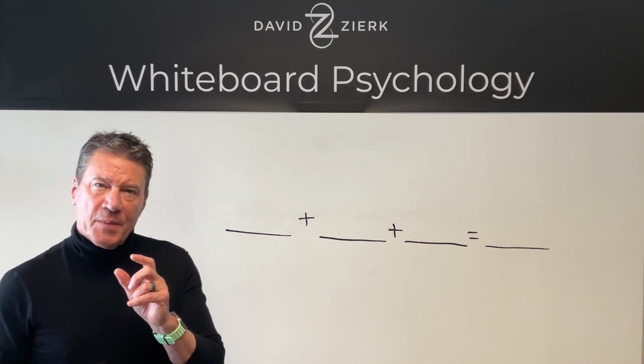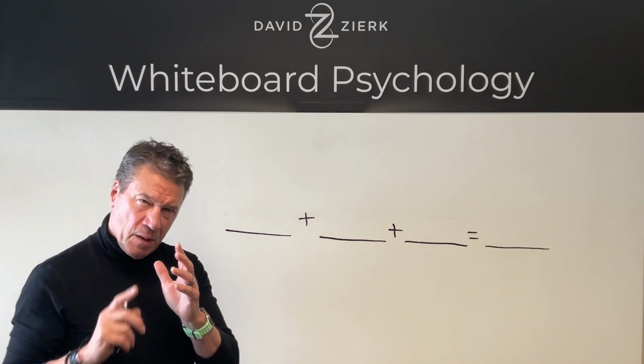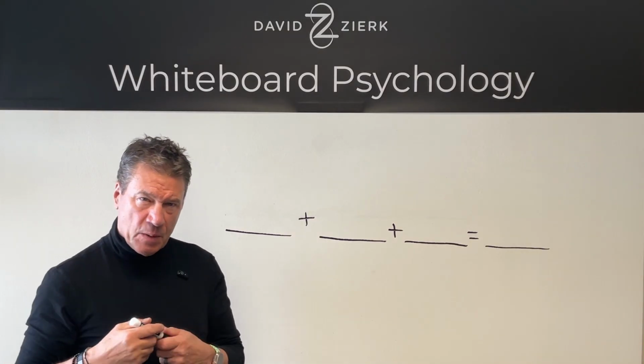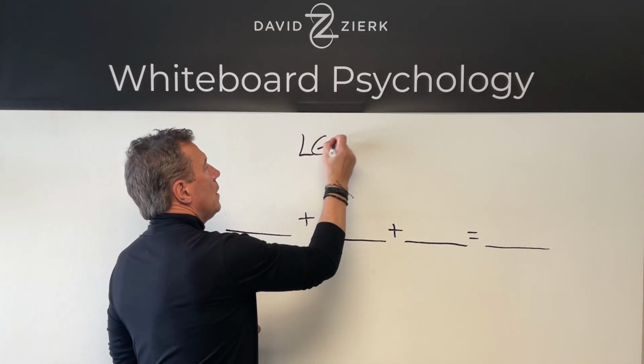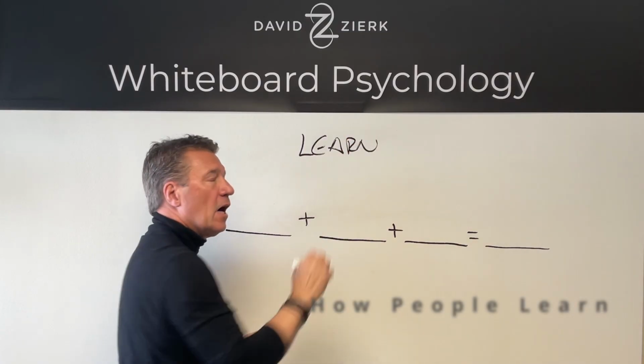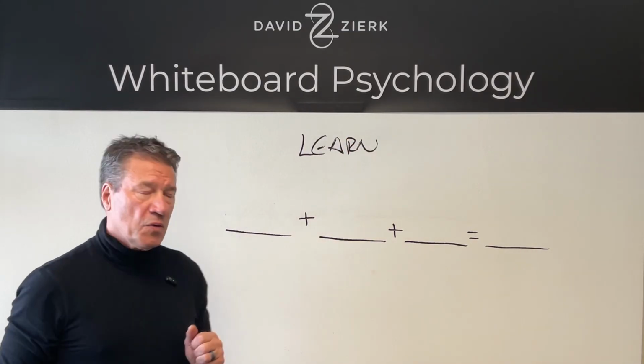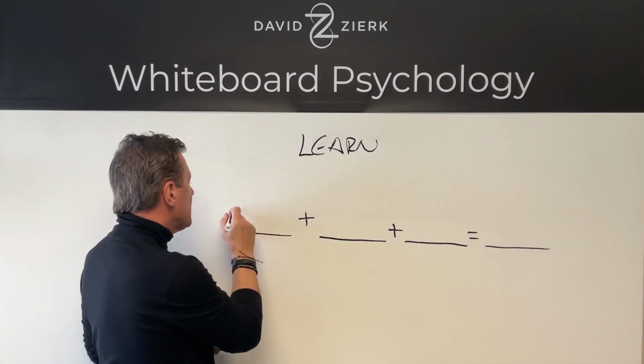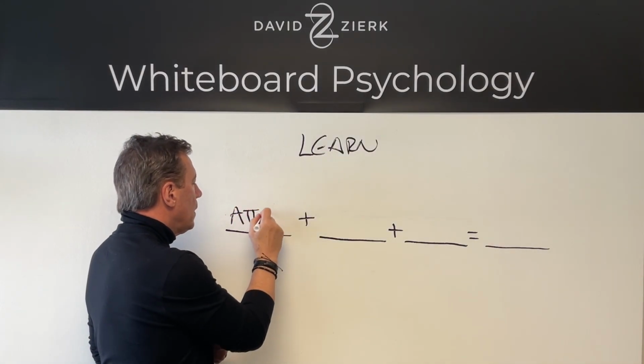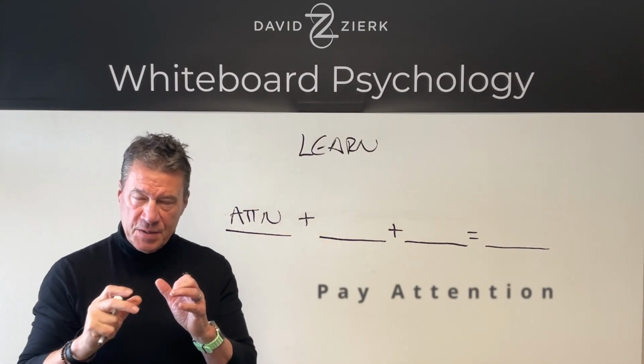I want to talk about something called the learning curve, but before we talk about that, which is going to be in the next episode, I want to teach you how people learn. So you'll see 4 lines on here with some mathematical symbols. The first step is we have to pay attention to something.